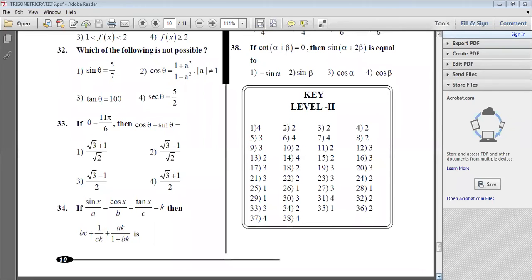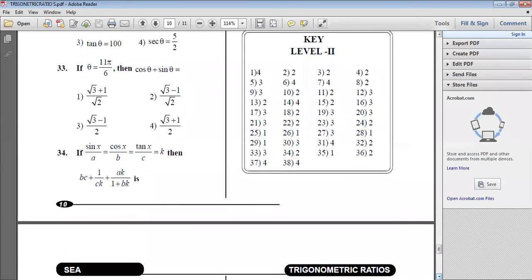Let's look at the next problem, the 34th problem. Sin x by a is equal to cos x by b is equal to tan x by c is equal to k. Then what is the value of 1 by bc plus 1 by ck plus ak upon 1 plus bk?